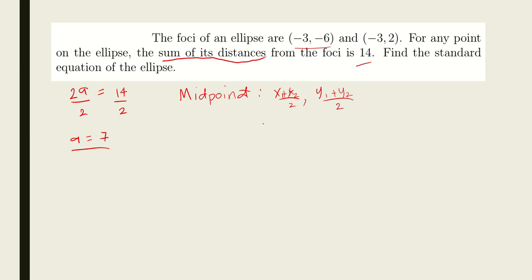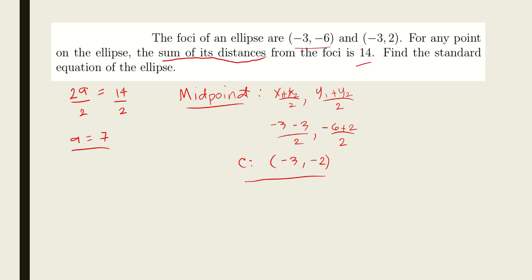We substitute the points there. That is simply (-3 plus -3) all over 2 and (-6 plus 2) all over 2. Negative 3 minus 3 is negative 6, divided by 2 is negative 3, comma, negative 6 plus 2 is negative 4, divided by 2 is negative 2. So the center is already identified using the midpoint formula, and that is C equal to (-3, -2).